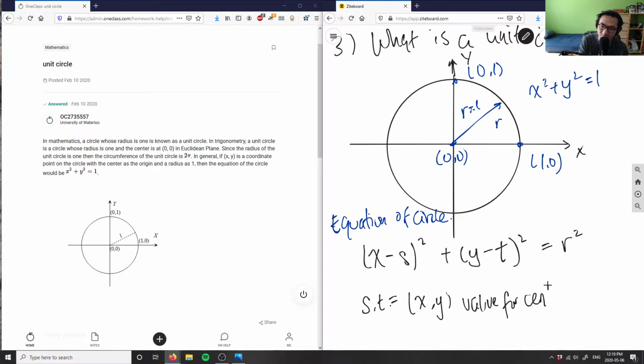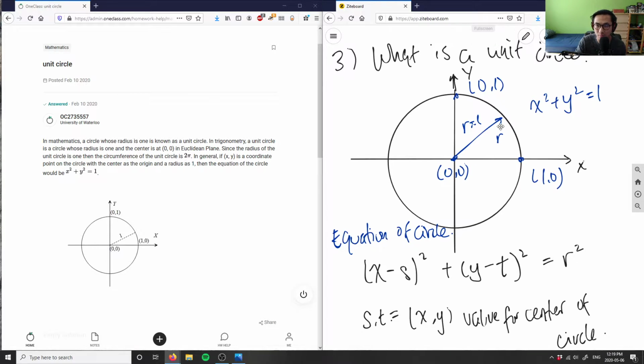for the center of the circle. So in this case, because it's (0, 0), I simply have x squared plus y squared equals 1, right? So in this case, s and t are 0. Both of these variables are 0, but that's only specific to the unit circle. If the center of my circle was another point, I would have s and t values as well. So this is basically a unit circle.